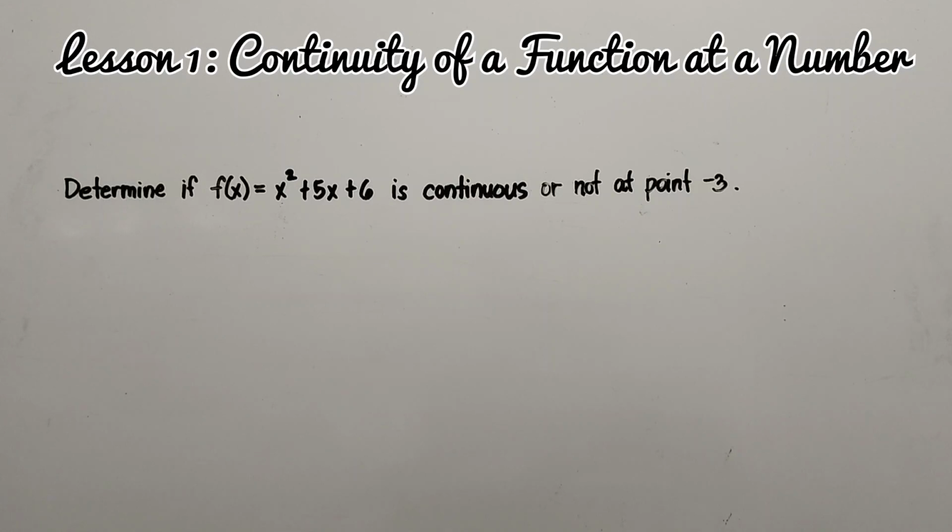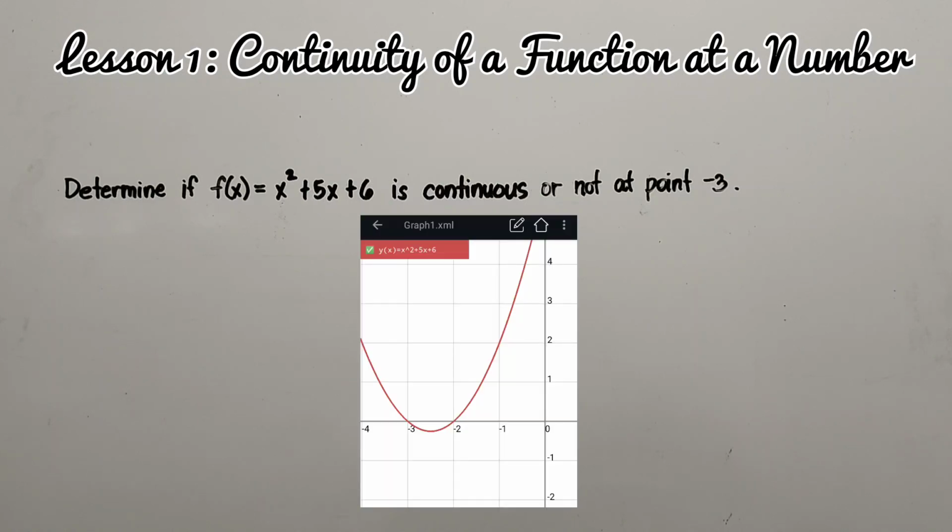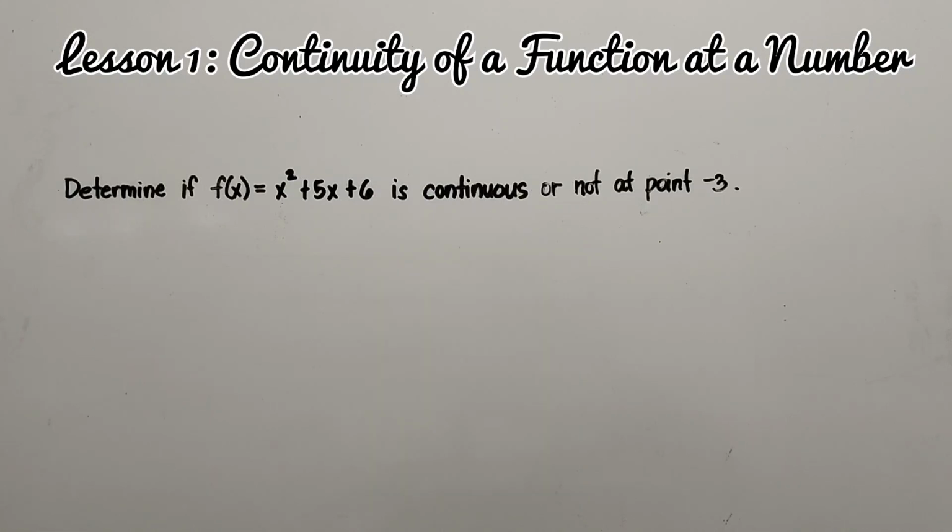For the second example, determine if f(x) = x² + 5x + 6 is continuous or not at point -3. Using our calculator, by inputting the function, we generate the graph, and point -3 is traceable without lifting our pen. Thus, it is said to be continuous. To formally answer this concern, we will show that the three conditions are satisfied.